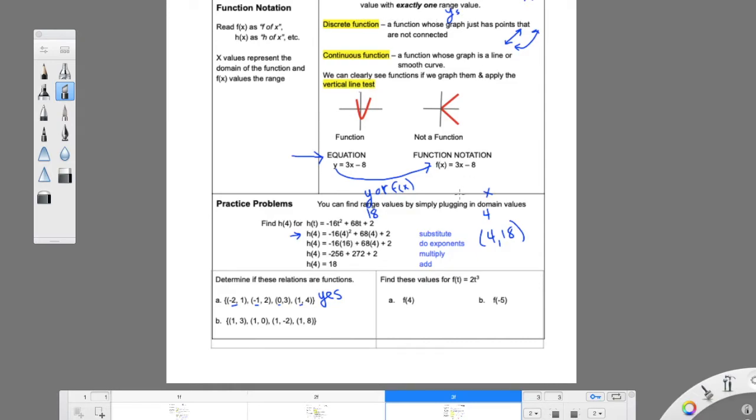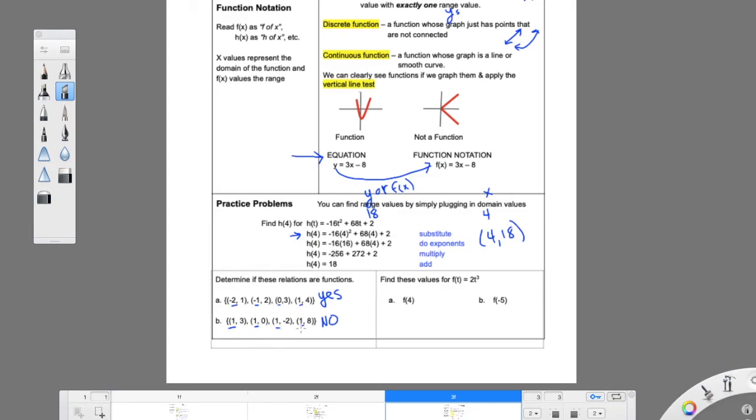value. All right, now part B, I have 1, 1, 1, 1. This is a problem. 1 is being repeated. So if I put 1 into my machine, I get 3. The second time I put 1 in, I get 0. The third time I put 1 in, I get -2. The fourth time I put 1 in, I get 8. This machine is very broken. It should not be giving me 4 different answers if I put in the exact same thing. So this is definitely a no, because our x values are repeated.